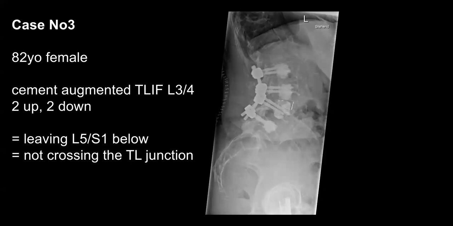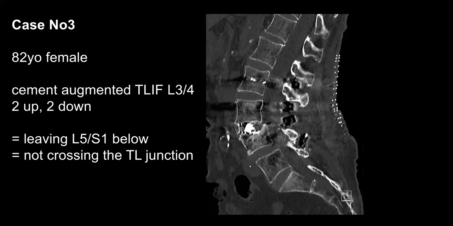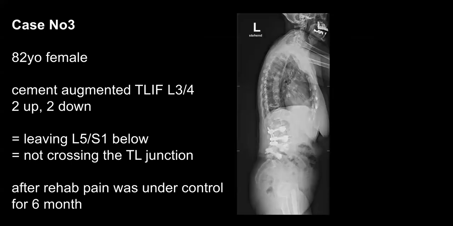I was thinking about stopping at L3, so the upper instrumented vertebra would be L3. Intraoperatively, this bone quality, this weak bone, made me change my mind, and I added L2. So this is the post-op CAT scan, and the patient was fine.